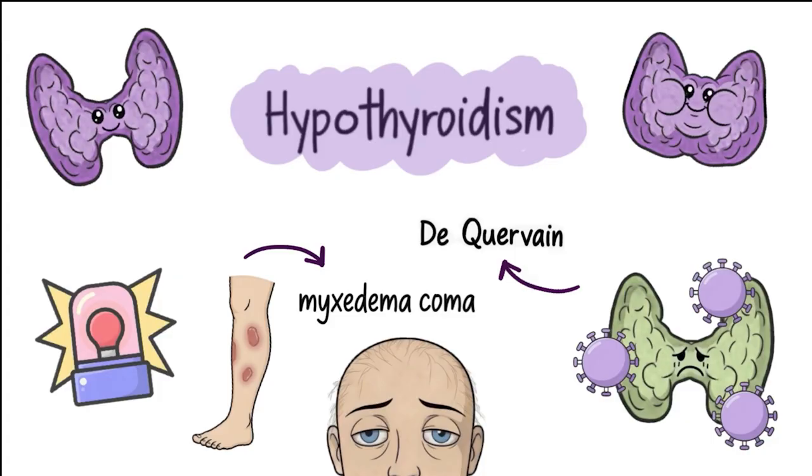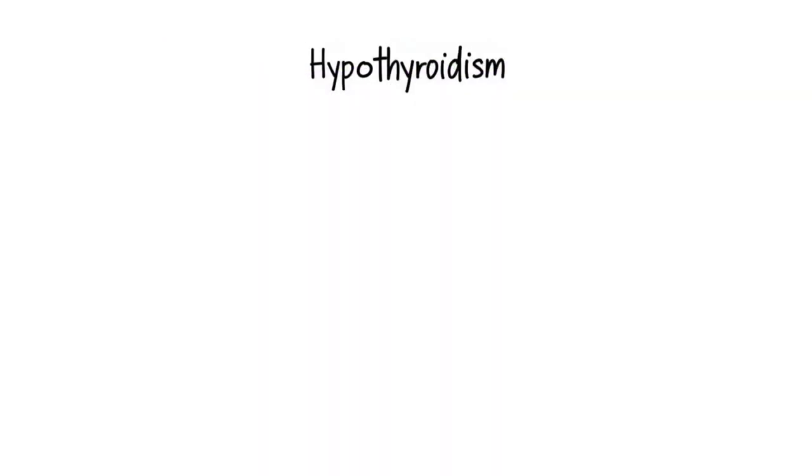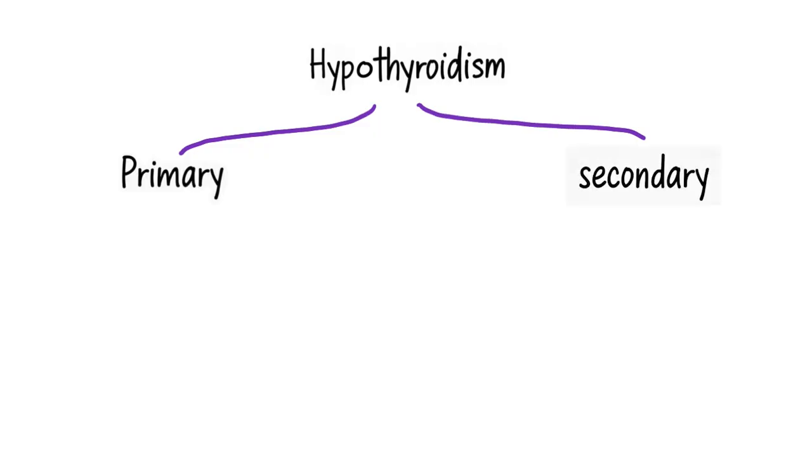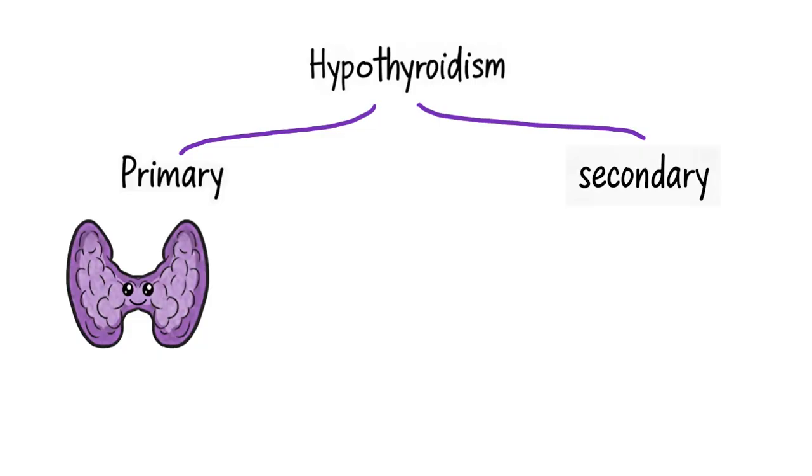To better understand hypothyroidism, let's first divide it into two main categories, primary and secondary. This classification helps us understand exactly where the problem starts and makes it easier to understand the pathophysiology of each type. In primary hypothyroidism, the problem originates from the thyroid gland itself. This usually happens for two main reasons.